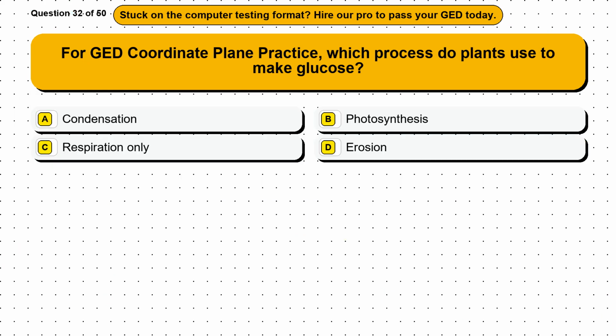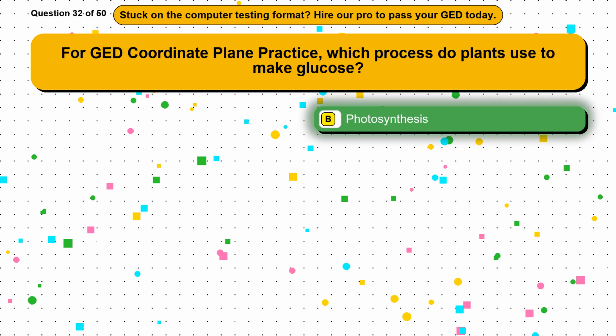Question 32. For GED Coordinate Plane Practice, which process do plants use to make glucose? Option A, condensation. Option B, photosynthesis. Option C, respiration only. Option D, erosion. The correct answer is option B. Photosynthesis.